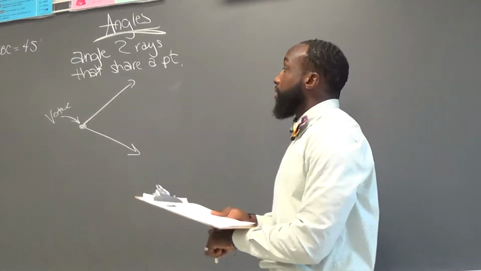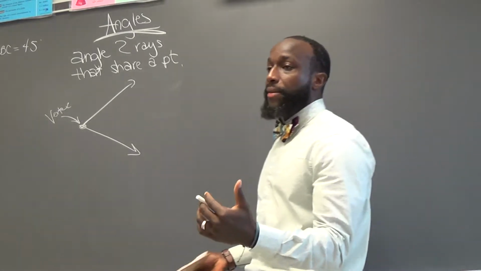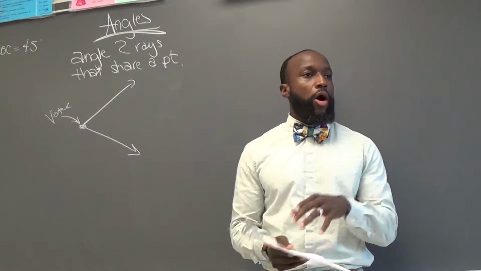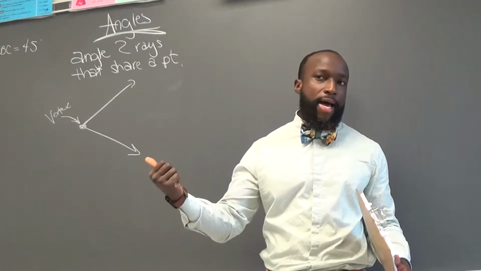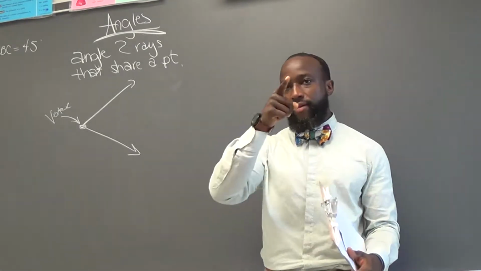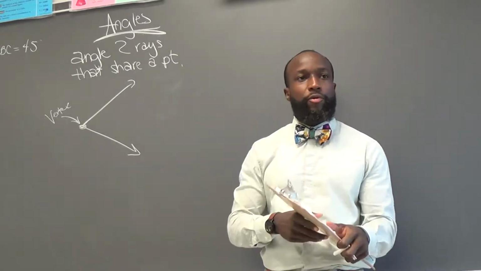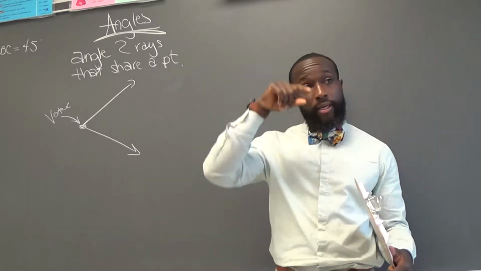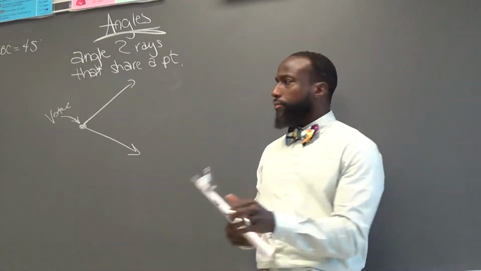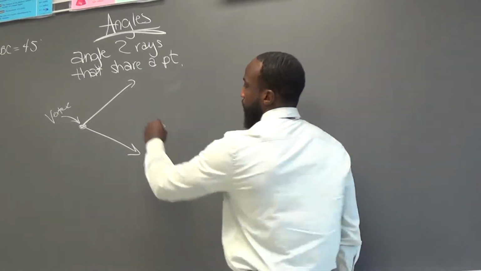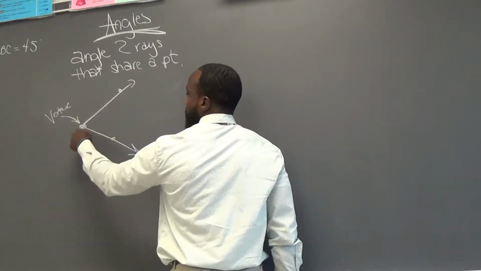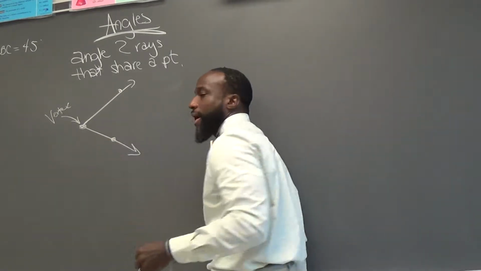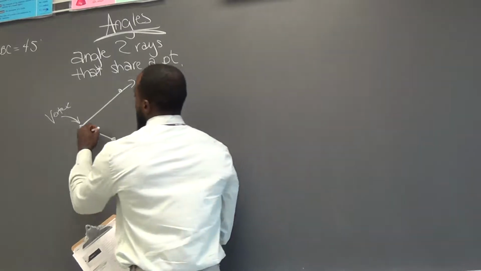Okay, and so we talked about naming, like our shapes. In order to name a line, you've got to have a line over it with the arrows. To name a ray, you've got to have a line and one arrow. A segment, just a line, no arrows. So to name an angle, the vertex always goes in the middle. So you have three ways to name this thing.